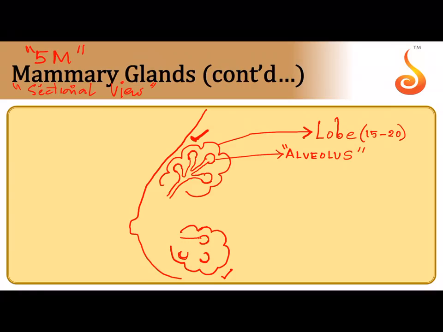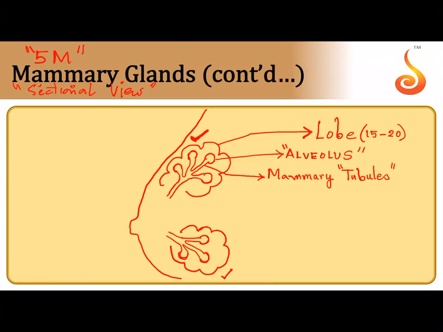Okay, similarly here, this is tube 1, this is tube 2, and this is tube 3. So what are these tubes called? Now these fine tubes which emerge from the alveoli are called, please label it, mammary tubules. The smaller tubes are called tubules. Clear?